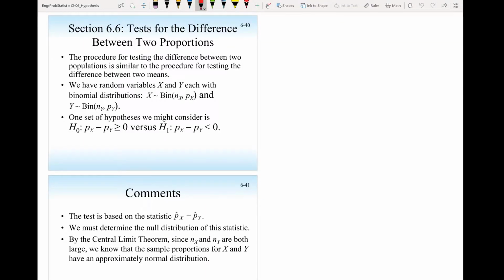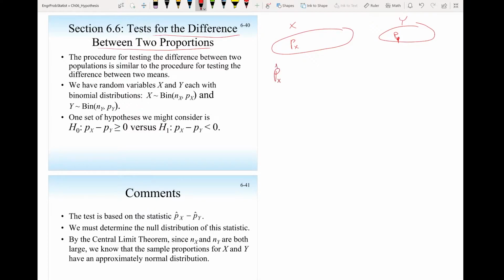Hello everyone. In this section, we will construct a hypothesis test for the difference between two proportions of two different populations. So we have a population here, we may call it X, and another population Y, and we want to see if there is a difference between the proportion of X and Y. Probability of success or proportion of defective product and so forth.